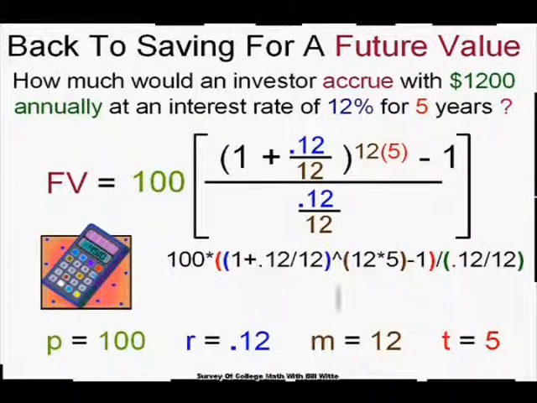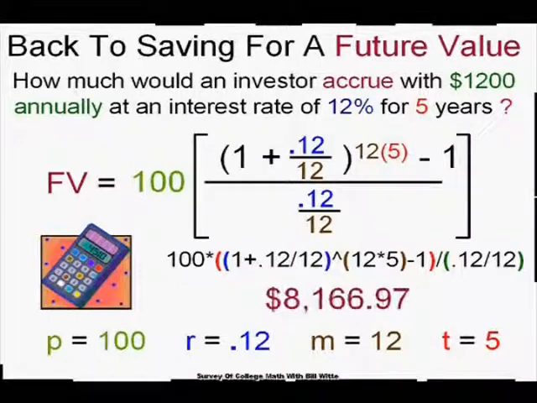And our answer, hopefully you can match it, comes out to $8,166.97. Okay, that's how much we'll save over 5 years. Now, we had put in $100 a month for 5 years. So if you think about it, we had put in $6,000.